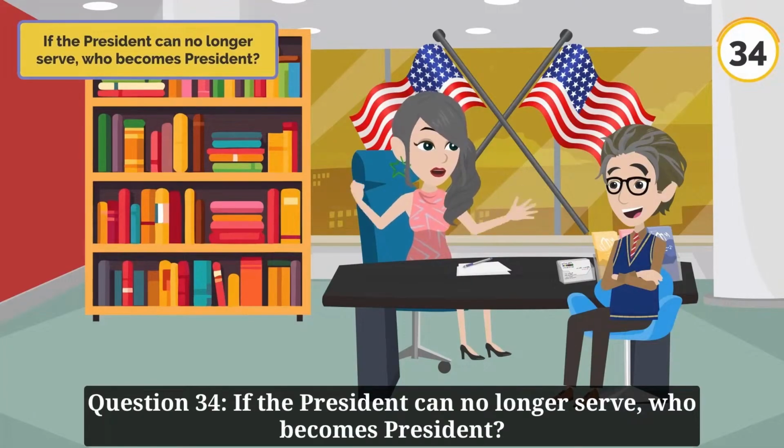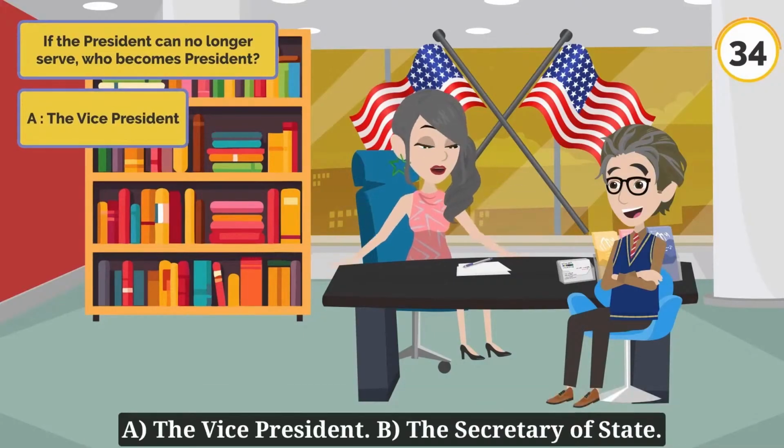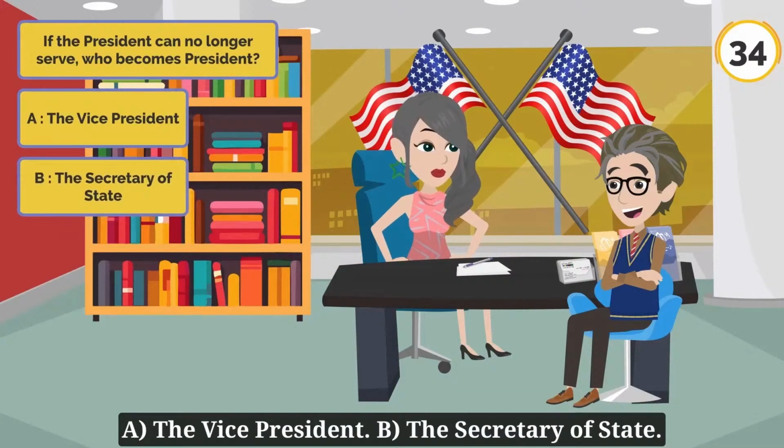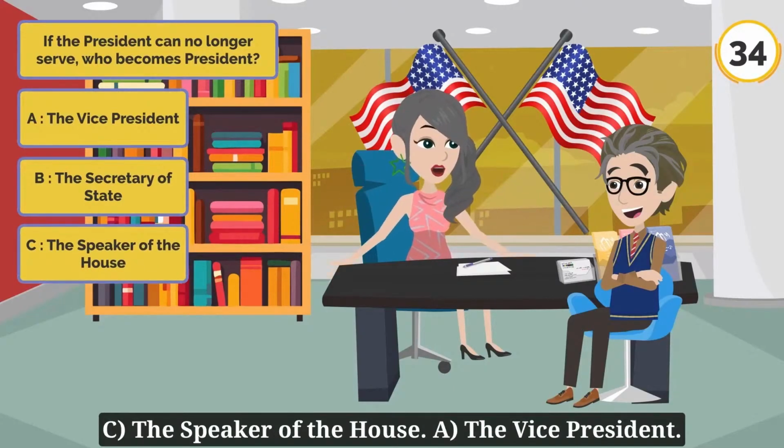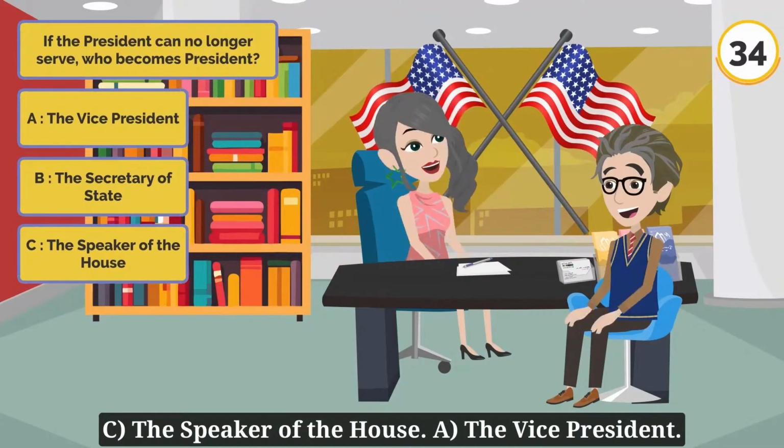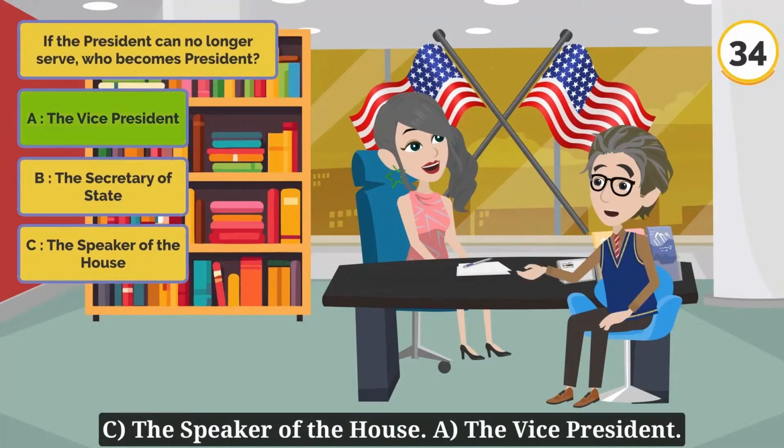Question 34. If the President can no longer serve, who becomes President? A, the Vice President. B, the Secretary of State. C, the Speaker of the House. I'll go with A, the Vice President.